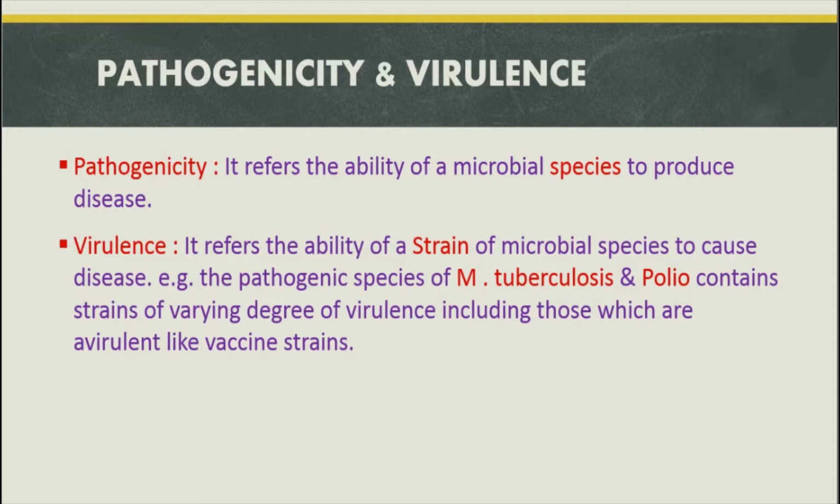The best example we have mentioned here is M. tuberculosis and poliovirus. In M. tuberculosis there are pathogenic ones, but there are some strains which are less virulent, some which are more virulent, or some which are avirulent. One of the avirulent strains of M. tuberculosis is the BCG strain, which is used for vaccination. In this way, in a number of microorganisms or bacteria, there are certain strains which vary in their virulence power within a species. So, you should remember what pathogenicity and virulence are.